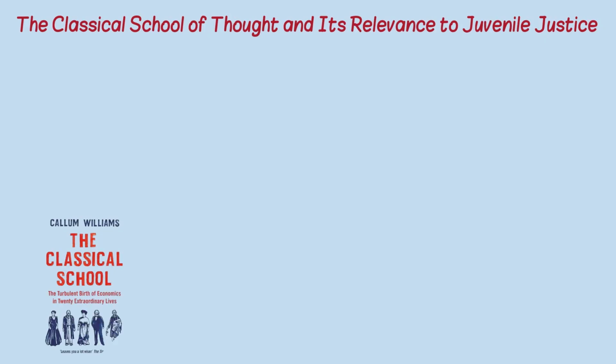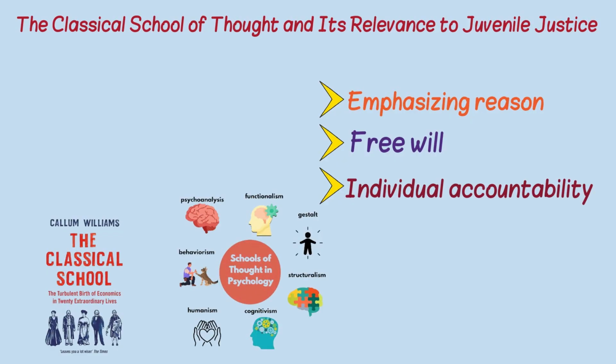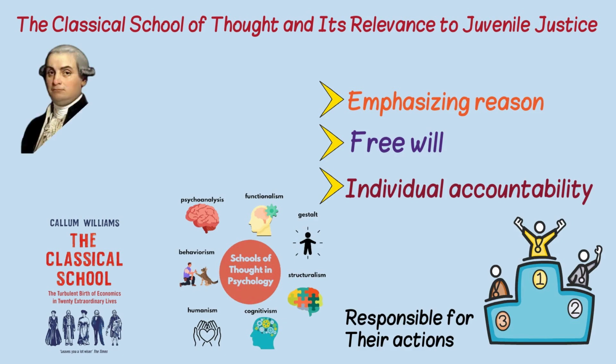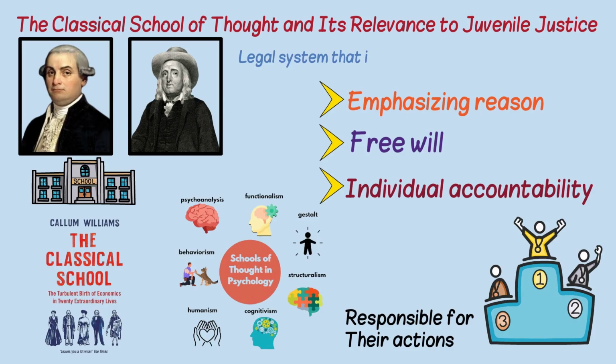The classical school of thought and its relevance to juvenile justice. The classical school of thought emerged during the Enlightenment, emphasizing reason, free will, and individual accountability in human behavior. Central to this school of thought is individualism, the belief that individuals can make rational decisions and are, therefore, responsible for their actions. Pioneered by thinkers like Cesare Beccaria and Jeremy Bentham, the classical school advocates for a legal system that is predictable, proportionate, and based on deterrence rather than retribution.